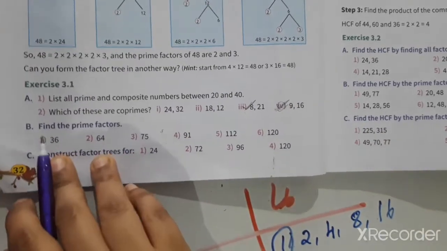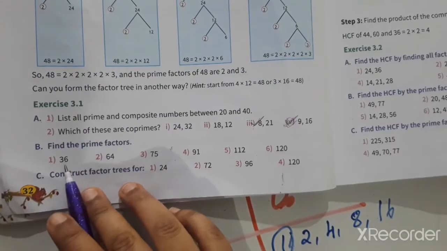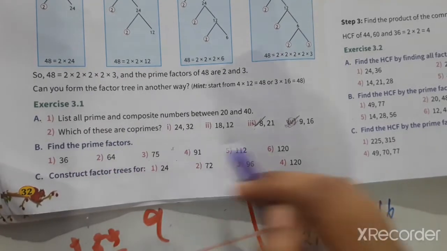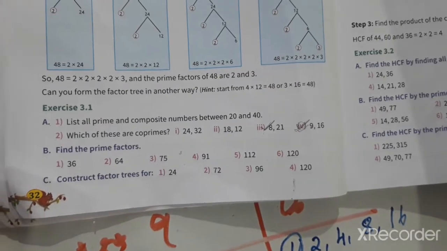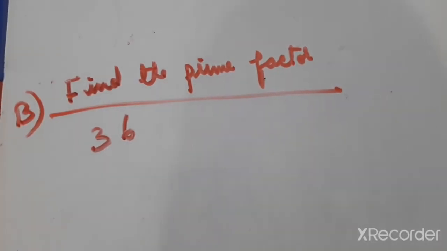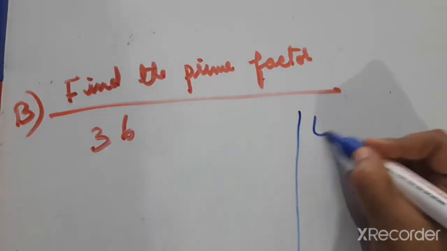Now part B. Find the prime factors. That is question 6. Prime factors means we have to factorize only with prime numbers. Now part B, first question, find the prime factors. We have to factorize and check the value.